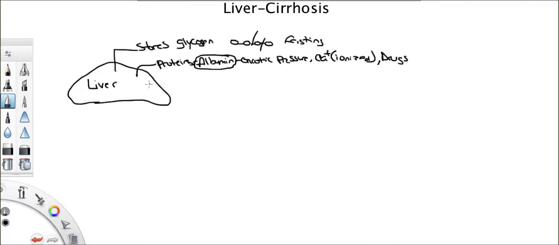Okay, and different proteins. Another protein we think of is our clotting factors. These include 2, 7, 9, 10, and protein C, protein S. All of the clotting factors are actually made in the liver, except which one? 8, right? Where is 8 produced? In the endothelium.